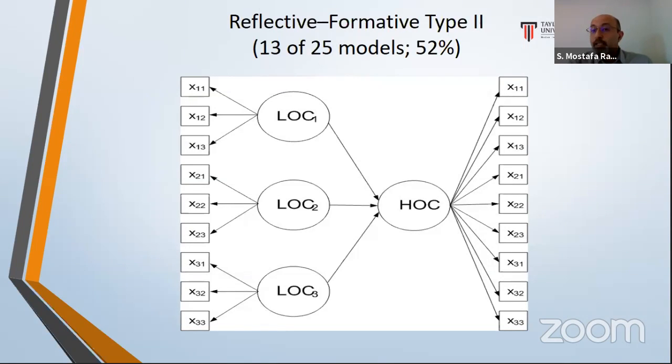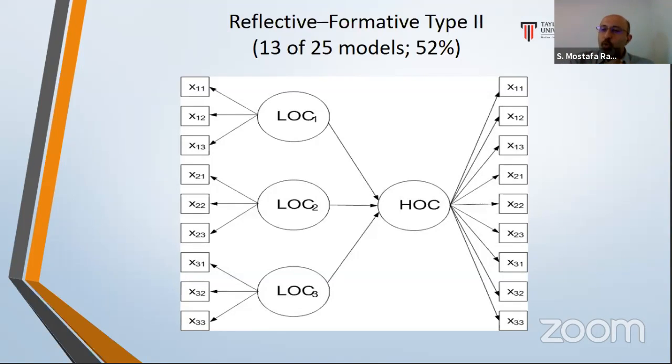Another type of higher order construct, that is the most common type, and in this study this type of second order or higher order is 15 out of 25. This type is reflective formative. Reflective formative means the nature of the first layer or dimension of this second order construct is reflective. So items reflectively establish dimension, but dimensions formatively establish second order.